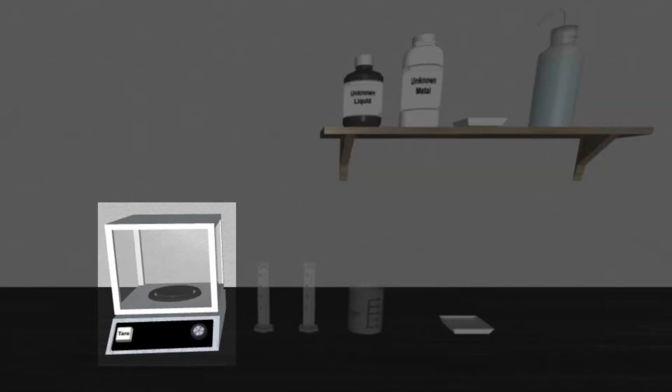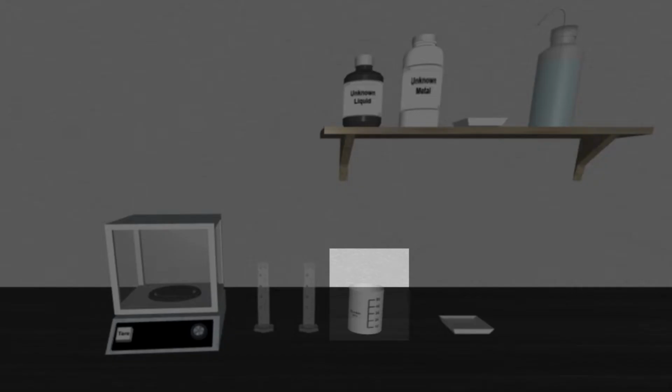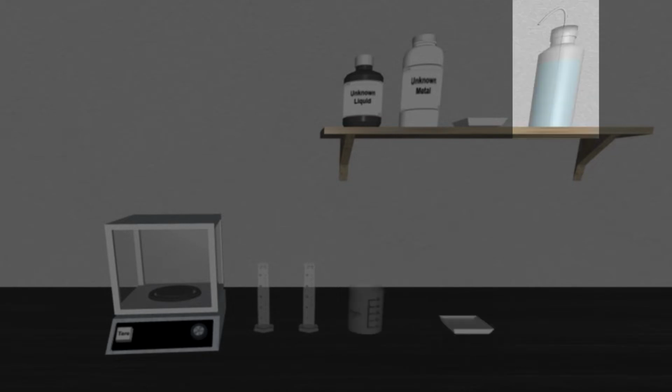To do that, we will use an analytical balance, some graduated cylinders, a beaker, a weighing boat, and some deionized water.